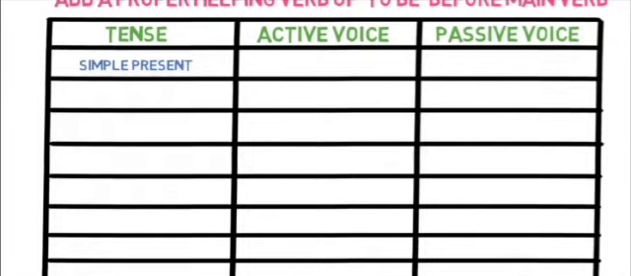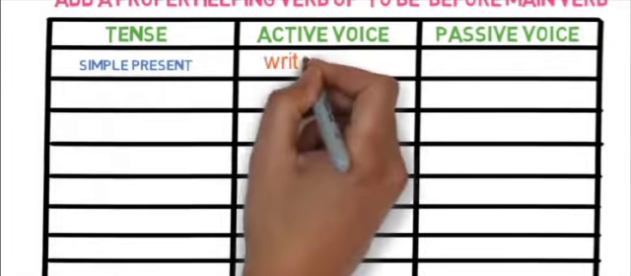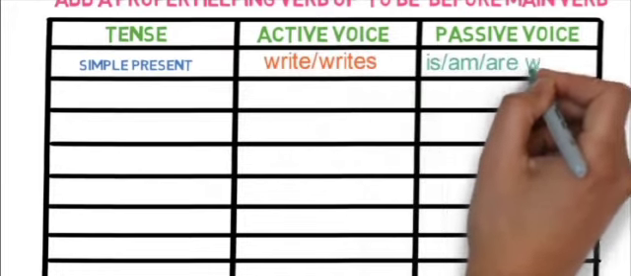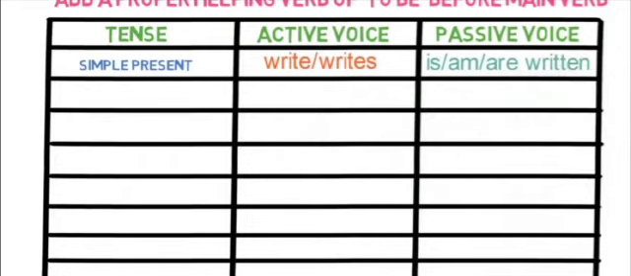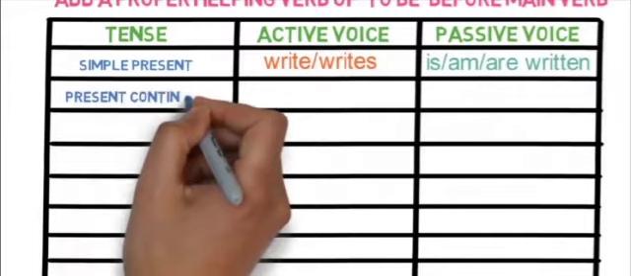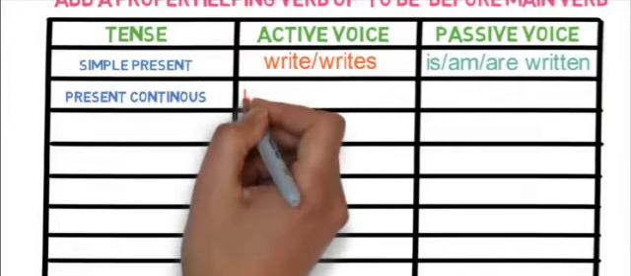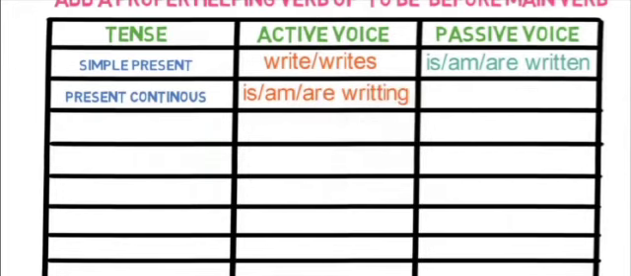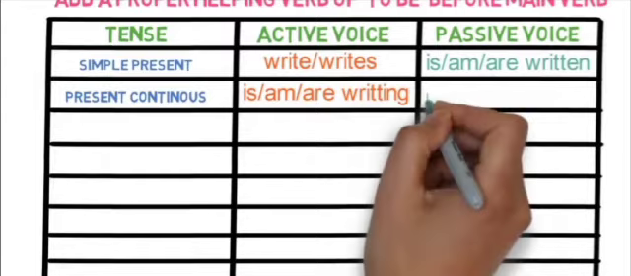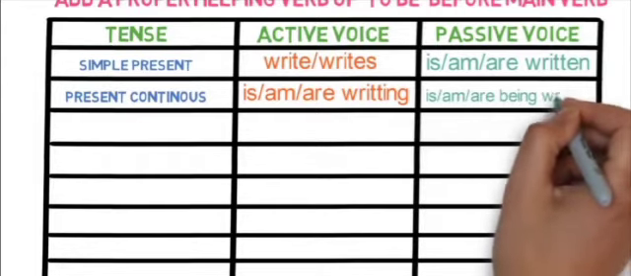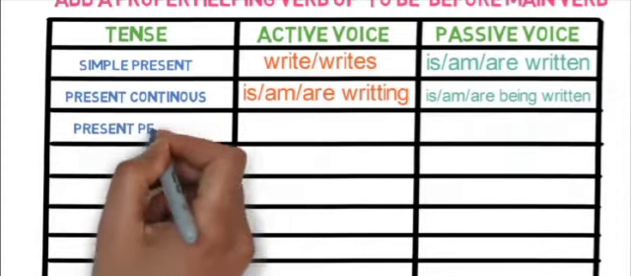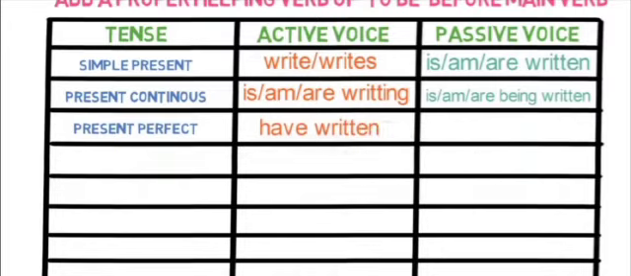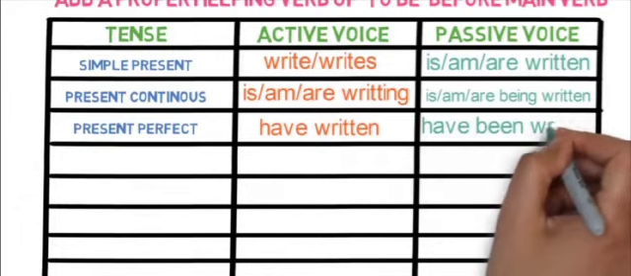In simple present tense, verb first form is write or writes, and in the passive voice we add is, am, are depending on the object whether it is singular or plural. In present continuous tense, in active voice, is, am, are depending whether the subject is in singular or plural. And in passive voice, is, am, are being written. In present perfect, in active voice, have written. In passive voice, have been written.